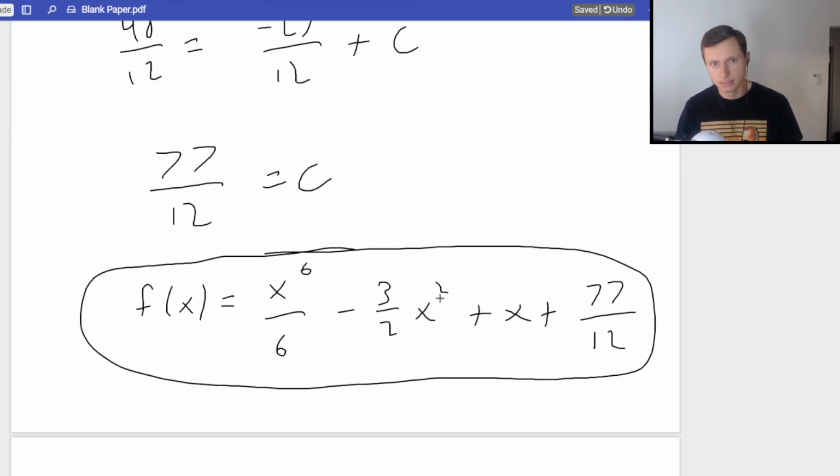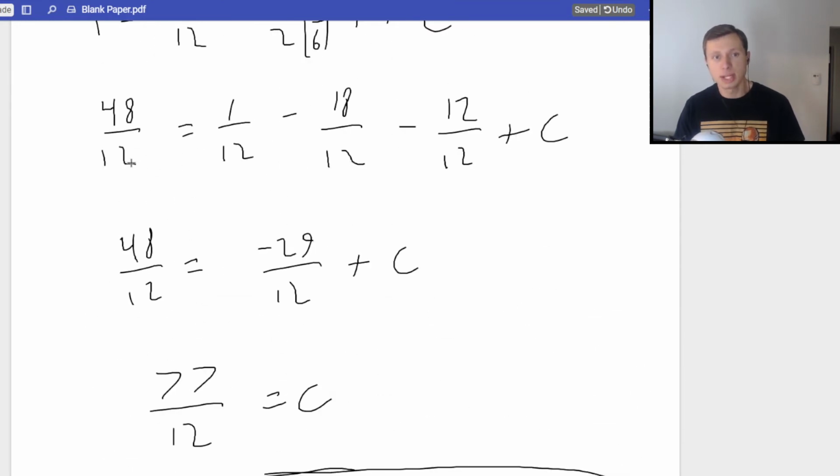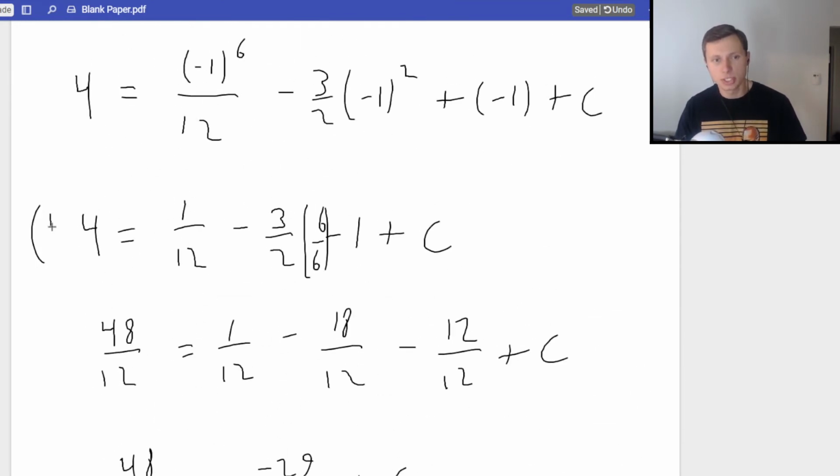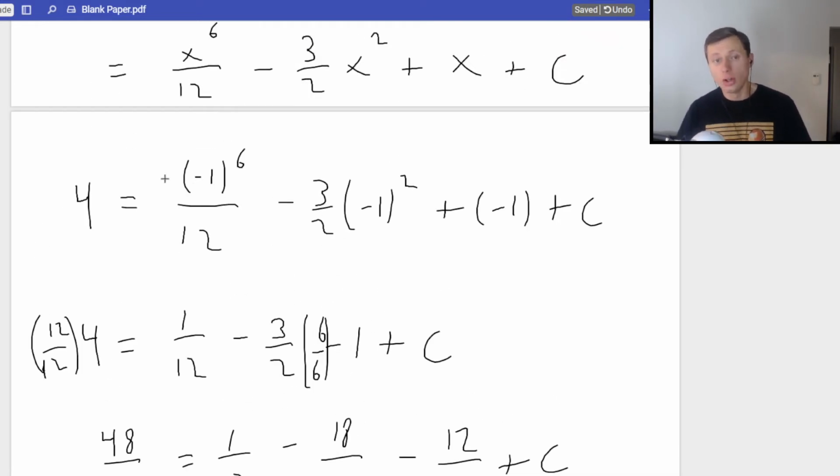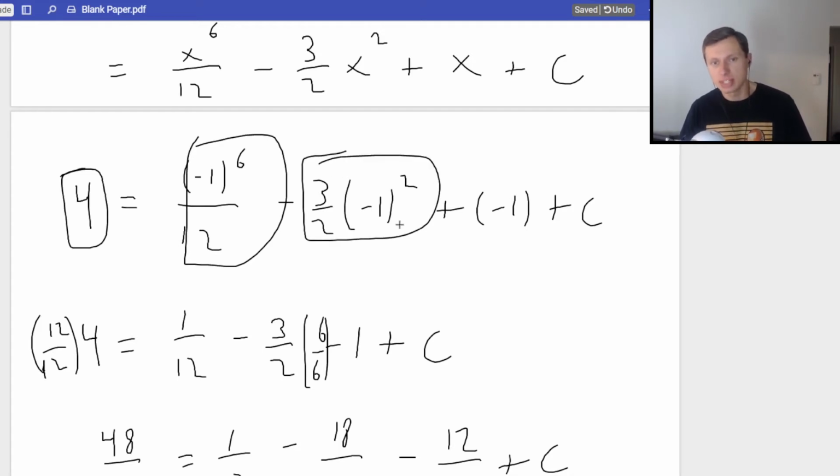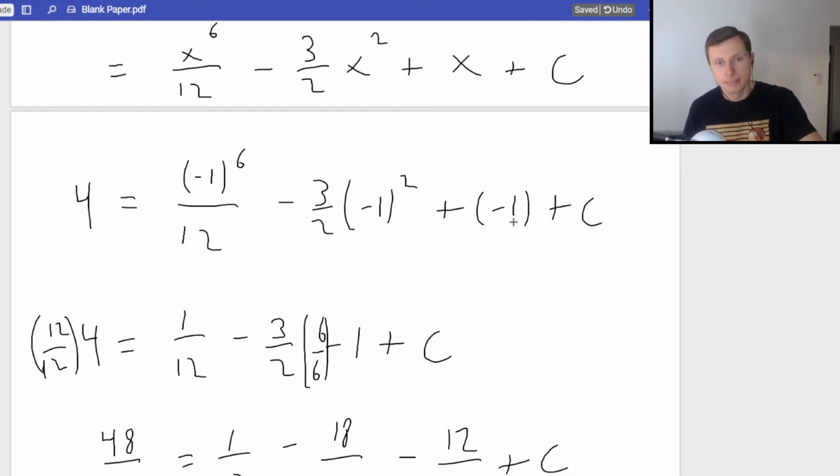How'd you get 48 over 12? That's because at this step, I asked myself to get the common denominator, and 12 times 4 is 48. Oh, so what were you trying to get the common denominator between? I was trying to get a common denominator between all of my terms. So like 4, -1 to the 6 over 12, 3 halves times -1 squared, and -1. The biggest common denominator would be 12. So then you multiplied everything by that.